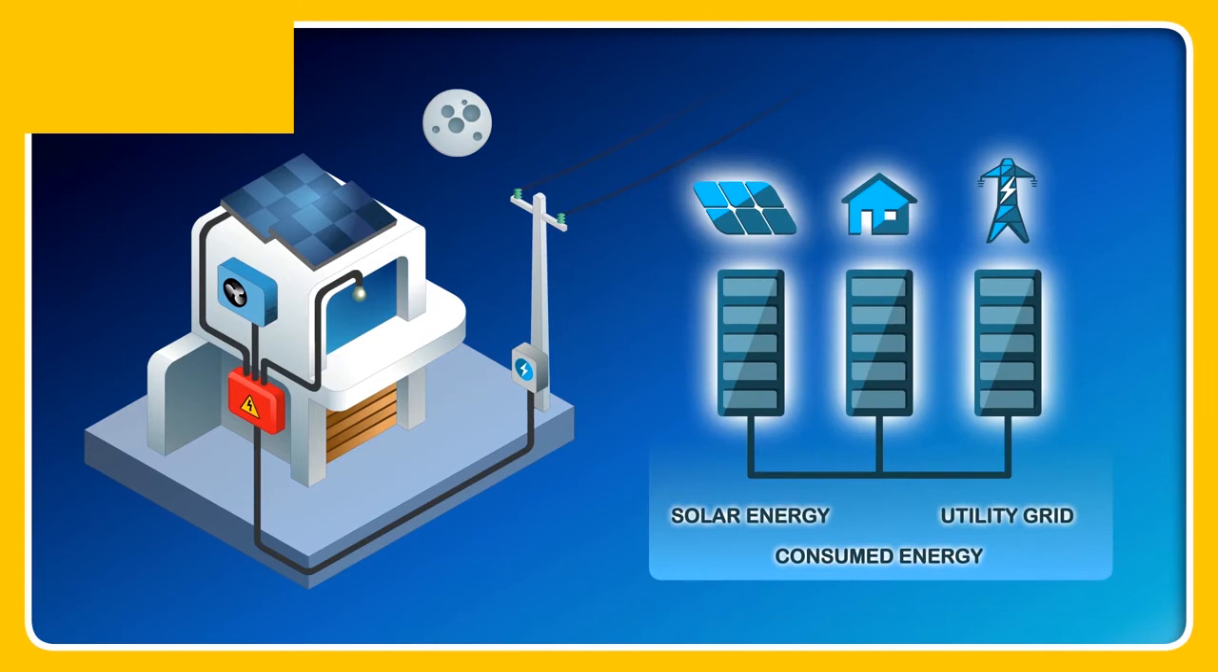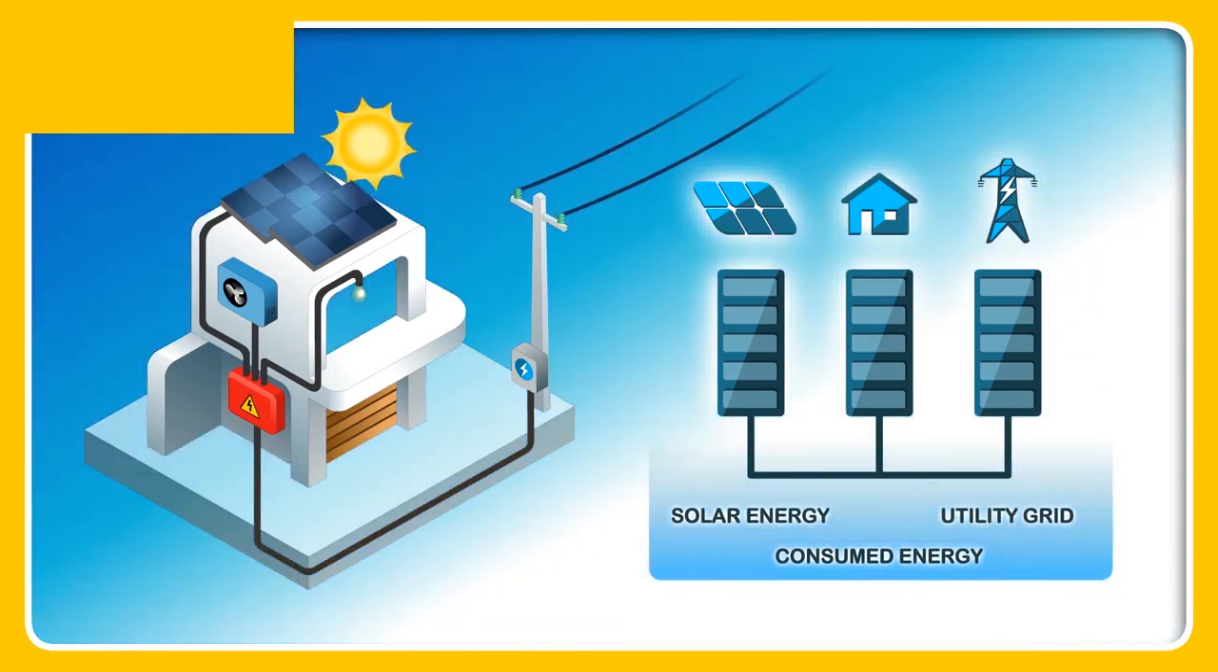Let's take a look at the flow of electricity throughout the day to see how the import and export of electricity works. It's early morning, and as soon as the sun rays hit the solar panels, the photovoltaic cells start producing electricity. The first energy bar shows how much solar energy is being produced.